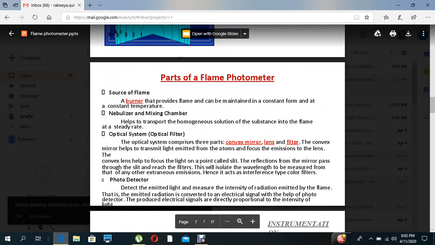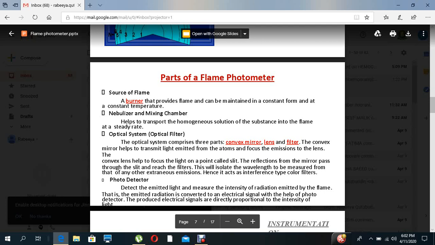The parts of a flame photometer: there is a source of flame such as a burner, a nebulizer and mixing chamber that helps to transport the homogeneous solution of the substance to the flame at a steady rate, an optical system, and a photodetector. The source provides the flame and can be maintained in constant form and at constant temperature. The nebulizer and mixing chamber help to transport the homogeneous solution of the substance into the flame at a steady rate.